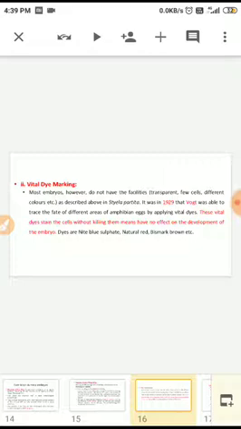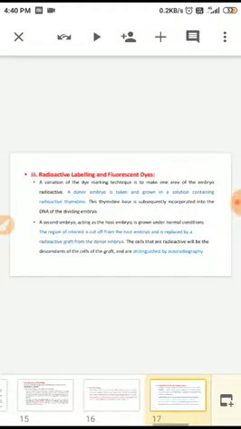It was in 1929 that Vogt was able to trace the fate of different areas of the amphibian egg by applying vital dyes. These vital dyes stain the cells without killing them and have no effect on the development of the embryo. Dyes include Nile blue, neutral red, Bismarck brown, etc.